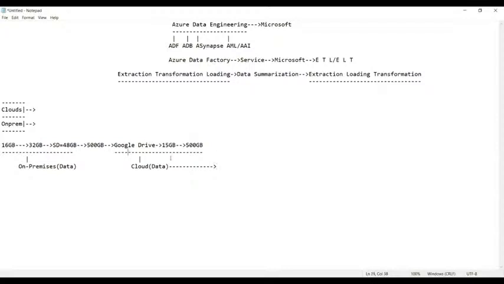Whereas, what about Google? Where does Google store the data? It's taking the data from you. It's providing you the storage. It provides you 500 GB of storage. But where does Google store the data? Google stores the data in what? Data centers. They have some data centers.